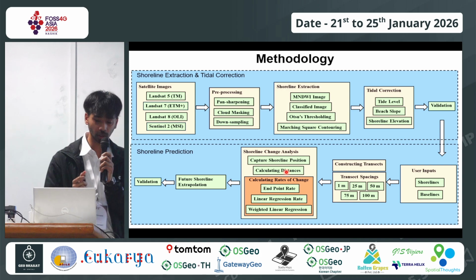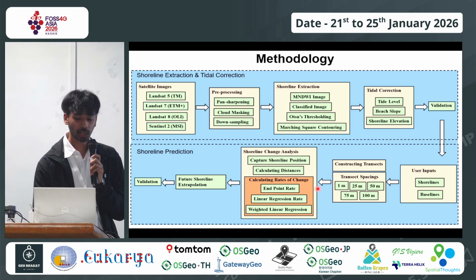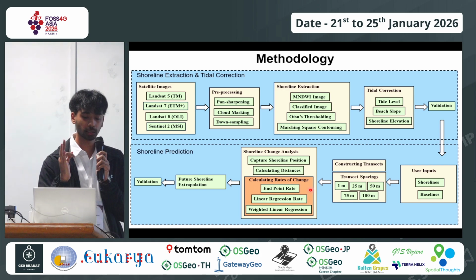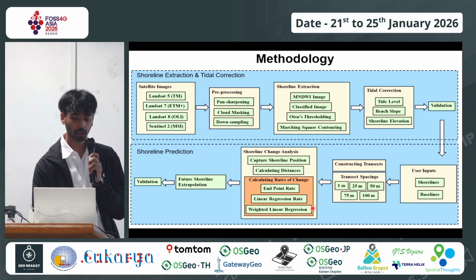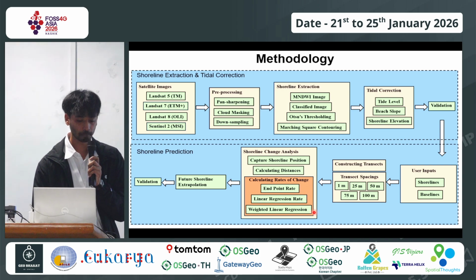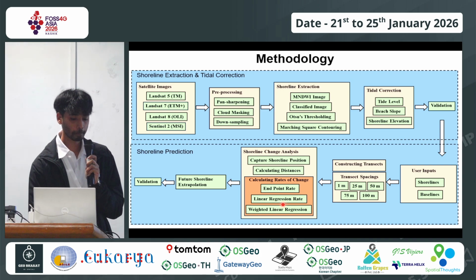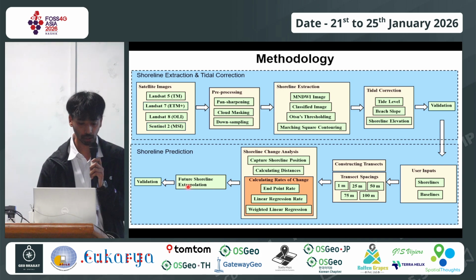And using those distances, the shoreline change rate is calculated. Here there are 3 statistical methods: the first one is the endpoint rate, then the linear regression rate, and the third one is the weighted linear regression rate. And using these shoreline changes, future shoreline extrapolation is done, and then validation.